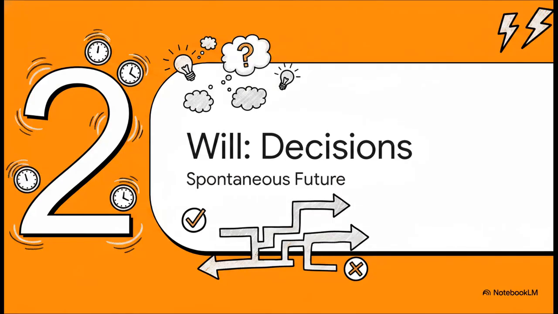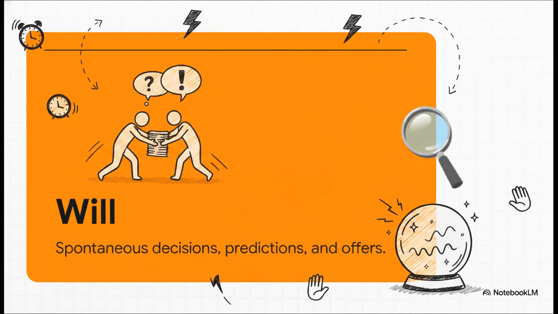Section 2. Will for decisions and offers. The spontaneous future. Whenever you make a totally sudden choice, or maybe you offer to help a colleague right there on the spot, will is your go-to tool. Imagine you see your coworker suddenly drop a massive stack of papers. You don't pause to formulate some grand strategic plan, right? You just react. You say, "I'll help you pick those up." The decision was made at the exact second the words left your mouth.